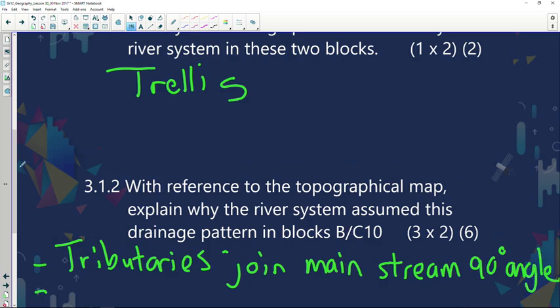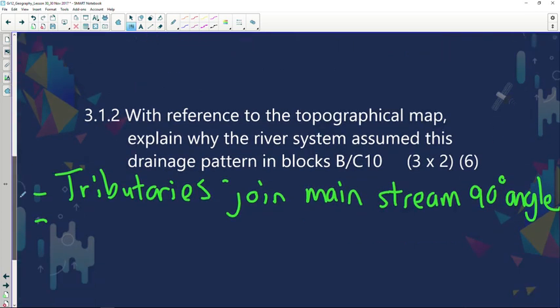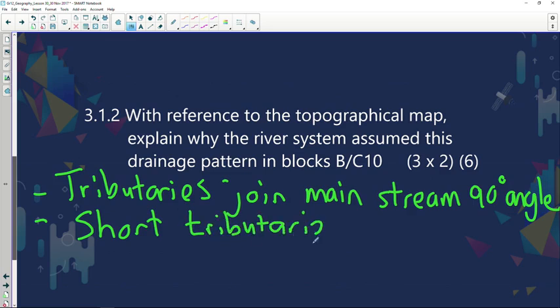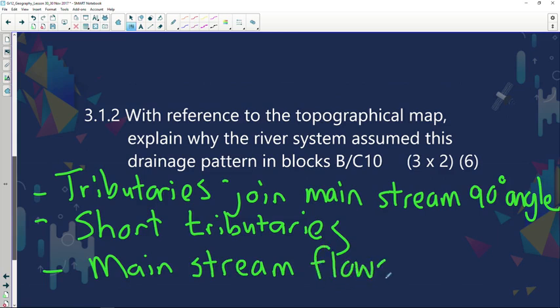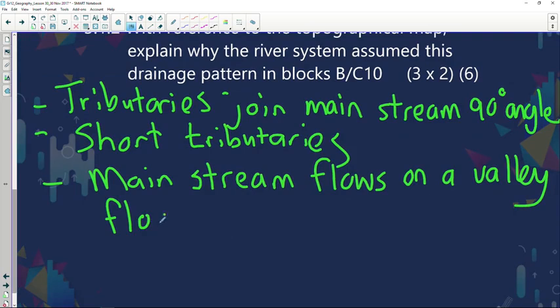Another reason that we can mention, the tributaries are very short. And our last reason that we can mention, the mainstream flows on the valley floor. Okay, so there's our 3 reasons why we can identify it as a trellis pattern.